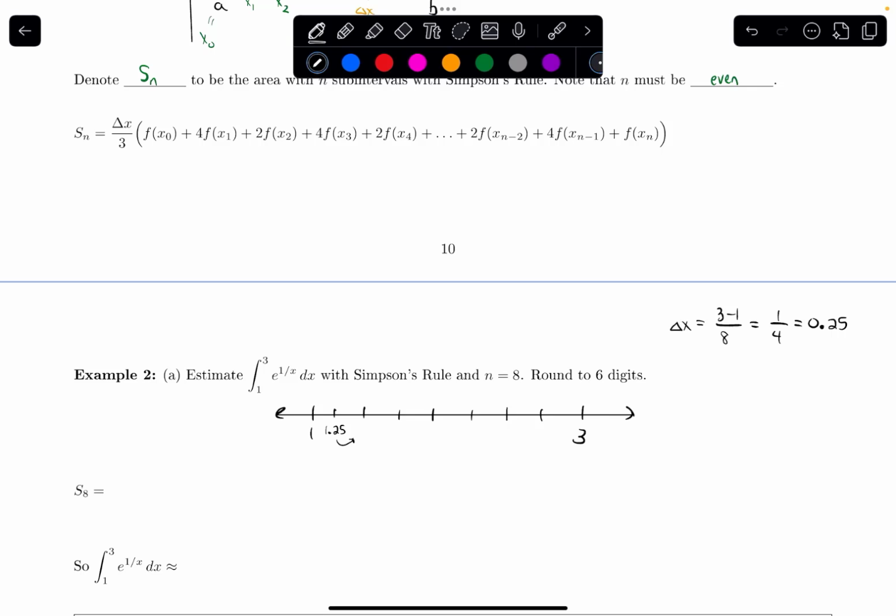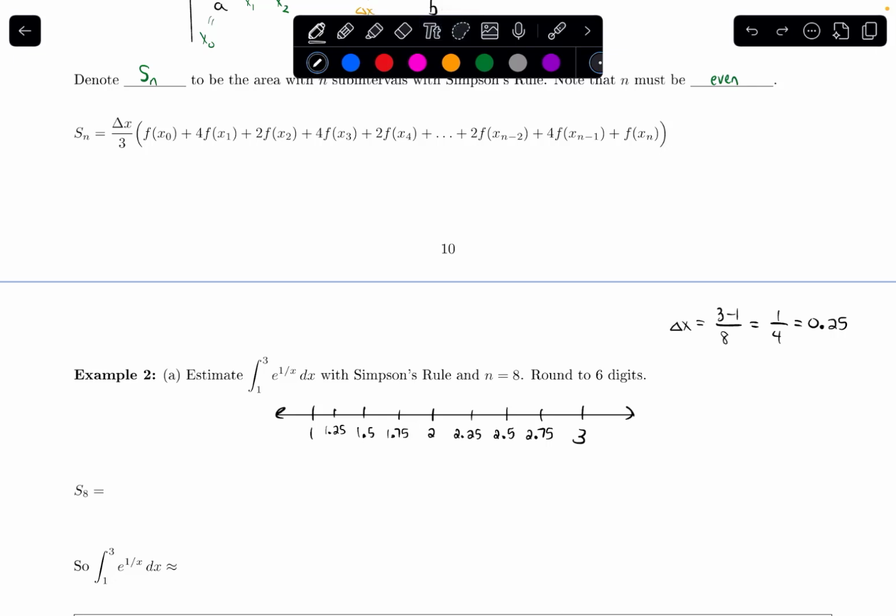And if I add 0.25 again, I'll get 1.5. And if I keep doing that, next up I get 1.75, then 2, then 2.25, then 2.5, then 2.75, and then if I do it again, I get to 3. Okay, so I got all of those values.